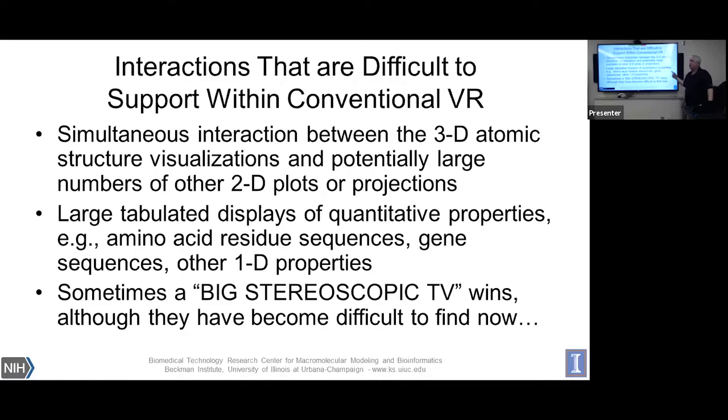If we wanted to do the same thing in a VR headset, we would have to have a virtual clipboard. You guys have probably seen VR user interfaces where people have done that. You have some virtual clipboard. The problem is a lot of the stuff I'm talking about isn't five columns of data, it's hundreds of columns, which is why they have a big screen TV on their desk in the first place.